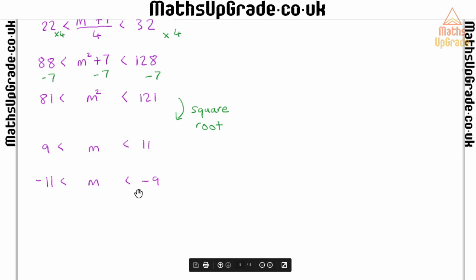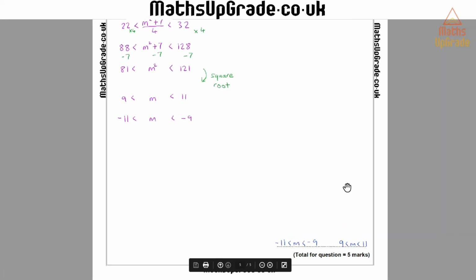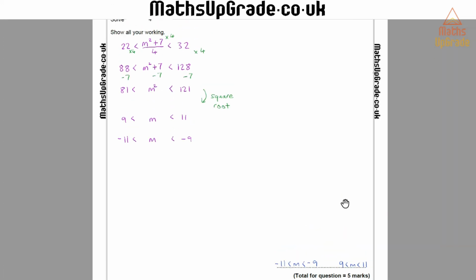So, given that, then I know that the values of m are either going to be between negative 11 and negative 9, or between 9 and 11. So there's 2 sets of values there for that question. The whole question was worth 5 marks.